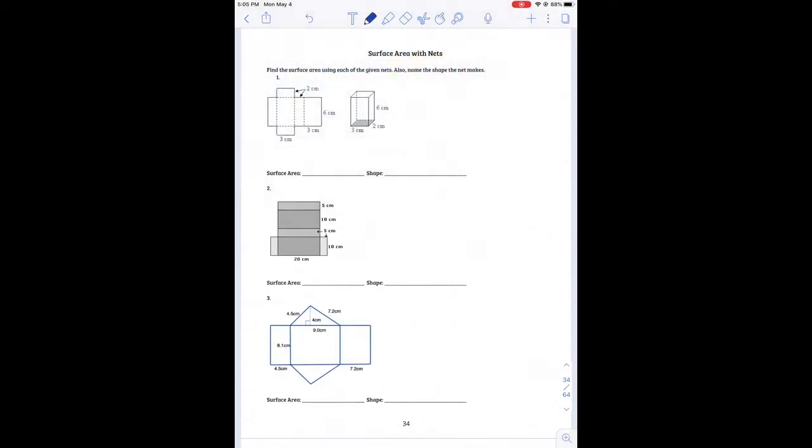Hello to everybody. Today we are going to be looking at surface area with nets. So we've already learned that nets means that you're taking a 3D shape and making it flat. You're unfolding it. Now surface area, that might be a new word. Surface area means the area on the outside of a 3D shape.